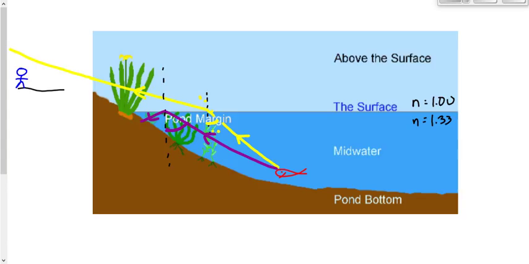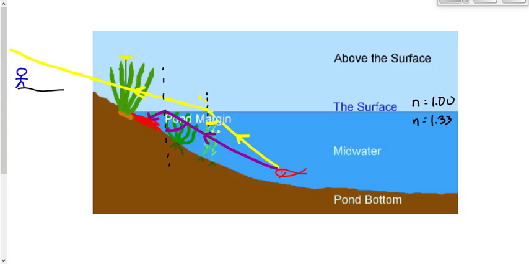Well, if you're closer to the lake, you could see the fish, but it wouldn't be with this purple ray. Where would you need to be in order to see the fish from this purple ray? Underwater. You'd have to be right here, laying down on the bottom of the pond or the side of the pond.